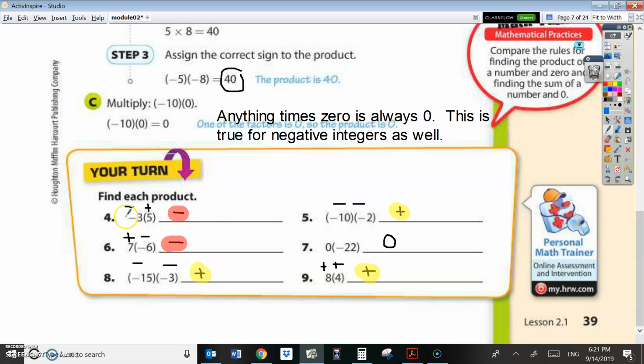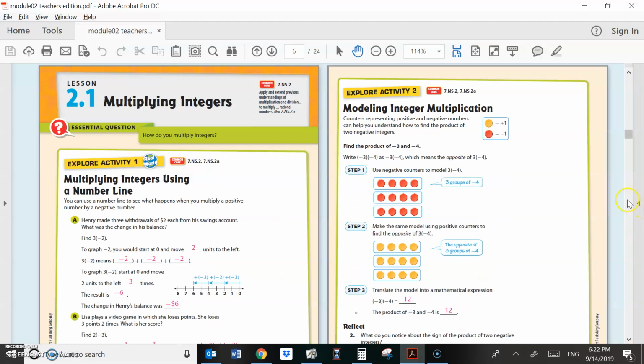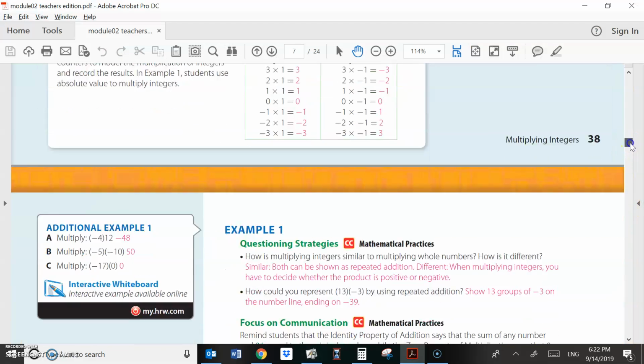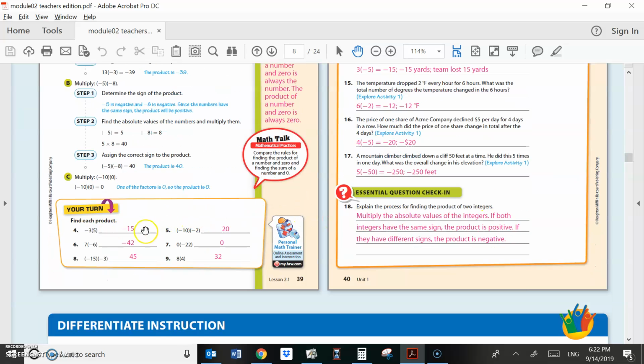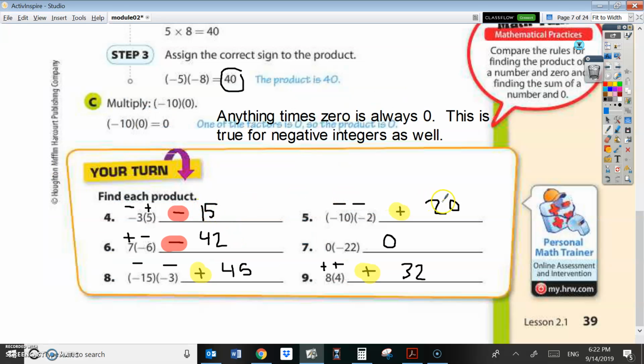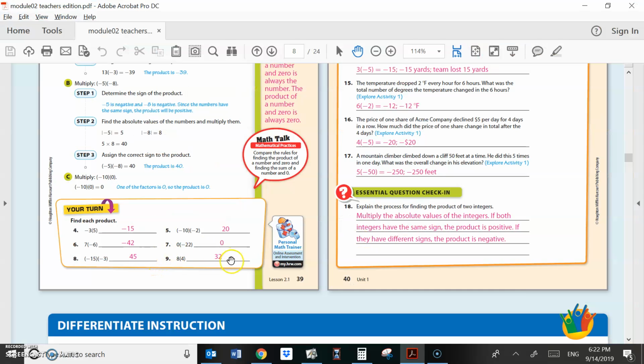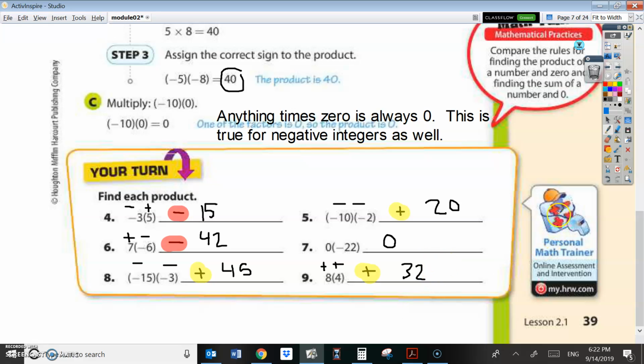And now just multiply. 3 times 5 is 15. 10 times 2 is 20. 7 times 6 is 42. 15 times 3 is 45. 8 times 4 is 32. Let's double check these. Okay, negative 15, 20. Negative 42, 0. 45, 32. Yes.